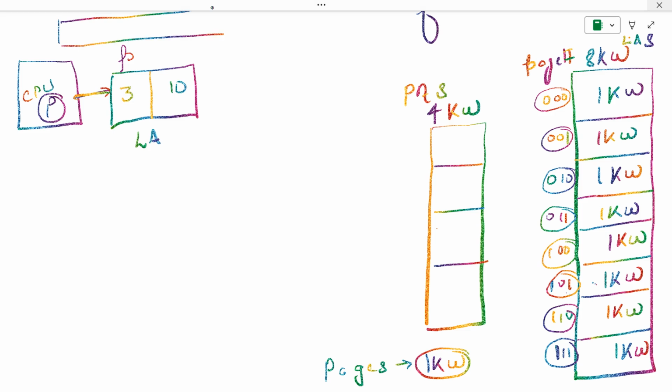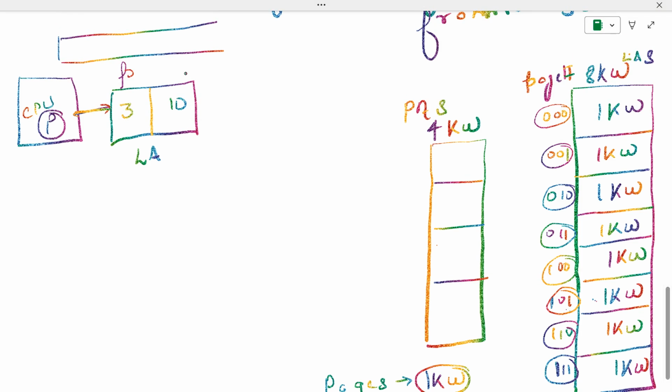Okay, I think I went far. Let me scroll down. So it will generate some logical address of 13 bits. Why is it generating a logical address of 13 bits? Because this LAS is 8 kilowords. The total number of bits required to represent this LAS is 2 raised to the power 3 into 2 raised to the power 10 words, that is 13 bits. That is why it is generating a logical address of 13 bits.